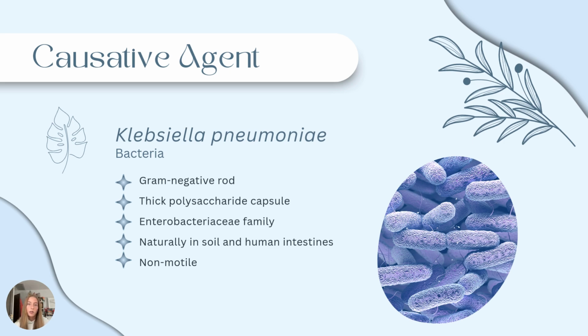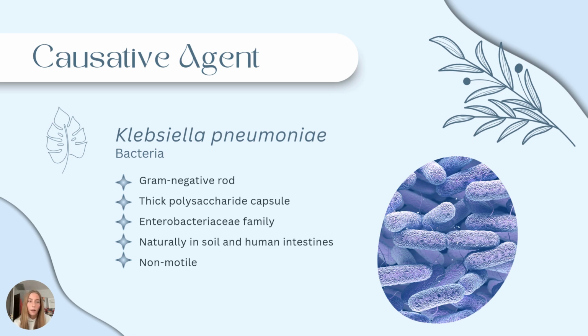Klebsiella pneumoniae is usually harmless when it's living in our intestines. It's naturally found in soil and human intestines. However, when it enters the lungs, often through aspiration, it can cause a severe and fast-moving pneumonia. Klebsiella pneumoniae is part of the Enterobacteriaceae family, which includes other bacteria like E. coli and Salmonella.